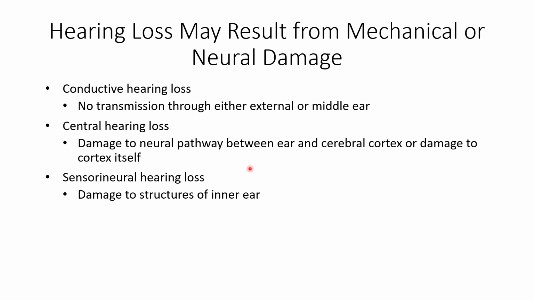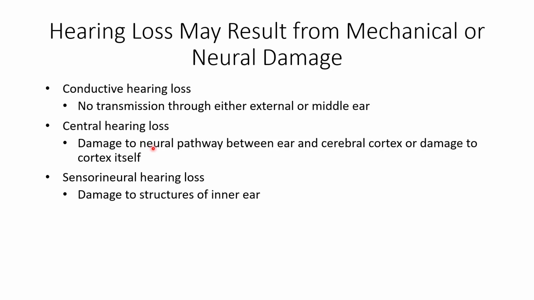What can cause us to lose our hearing? Well, that can happen either because of mechanical damage or neural damage. Conductive hearing loss occurs when we're not able to transmit sound waves through either the external or middle ear. So if we destroy the tympanic membrane, that'll result in conductive hearing loss.